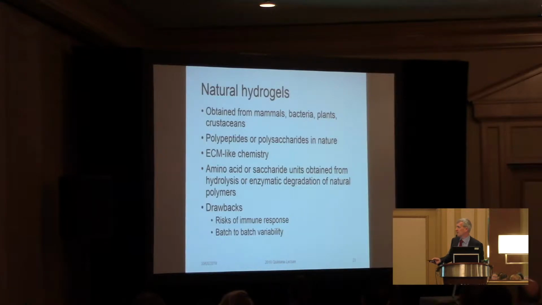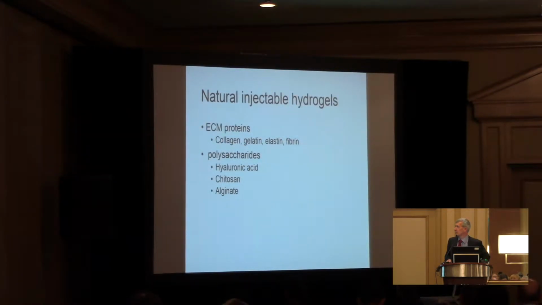Now, there's always a risk of immune response even with natural hydrogels. And one of the problems is batch-to-batch variability. So when you buy these products, if you don't buy a big batch where you have enough in your lab for a lifetime, and you have to buy from different suppliers at different times, there's usually a lot of variability between products, which poses problems for engineering applications anyway. So the natural injectable hydrogels, those that are most commonly used include collagen, gelatin, elastin, and fibrin, as well as alginate, chitosan, and hyaluronic acid.